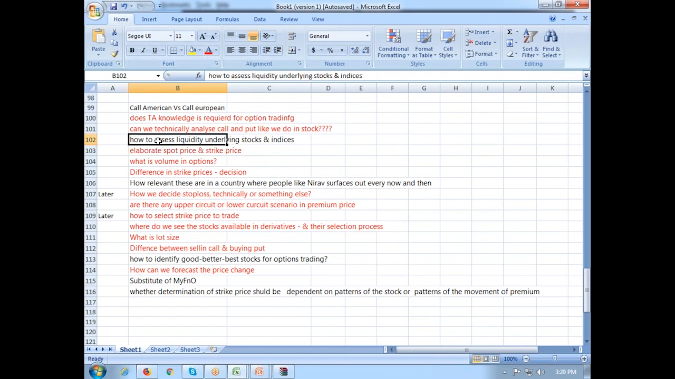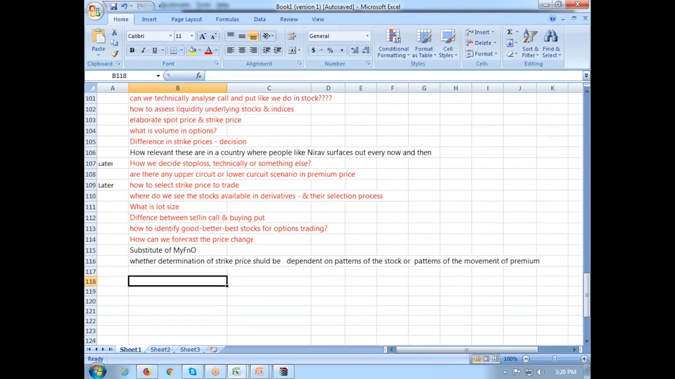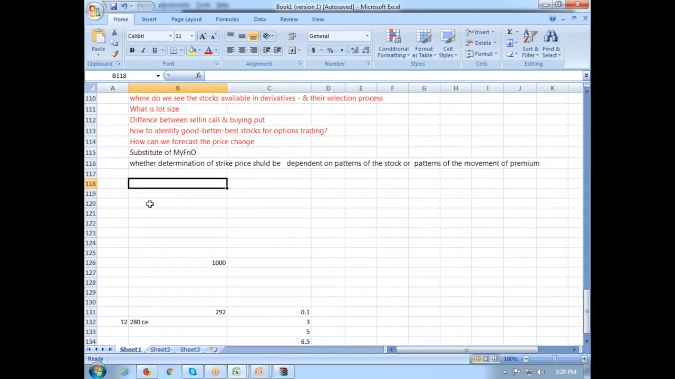How to assess liquidity, stocks and indices, and how to identify good, better stocks for option trading. These two questions are similar and important. For any market to function, or any instrument to work, what you need is liquidity. If liquidity is not there, the trading cannot happen and the prices are not important.